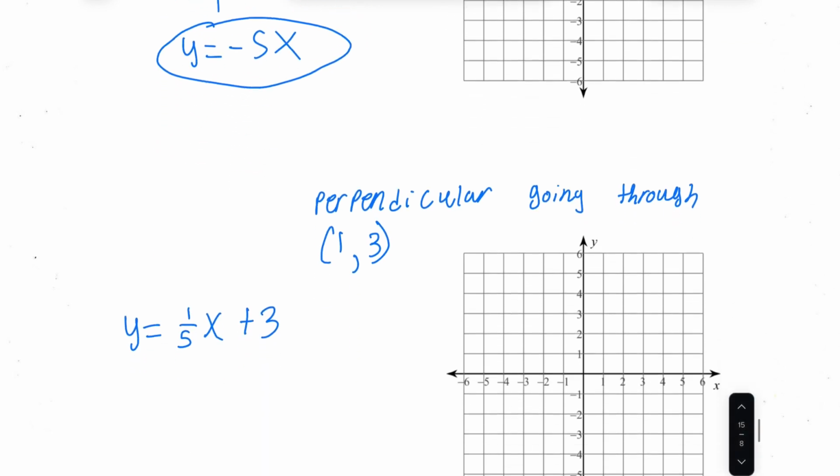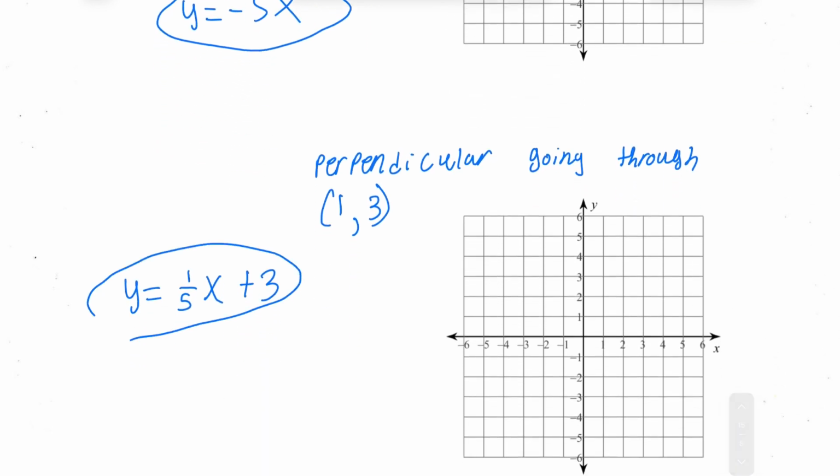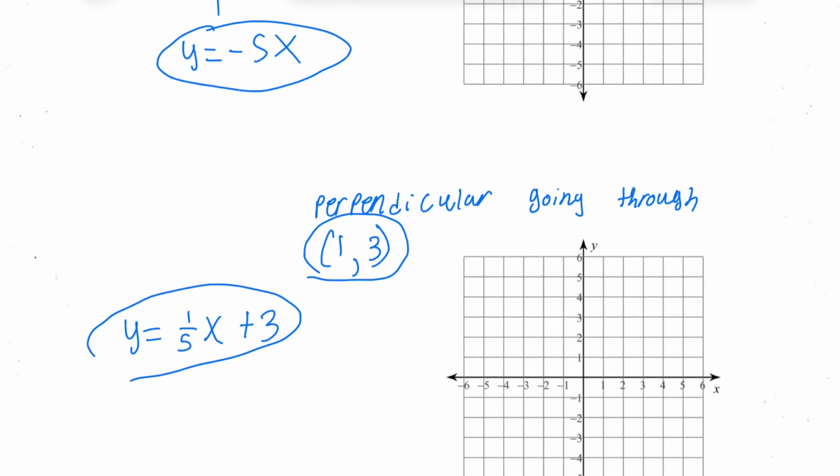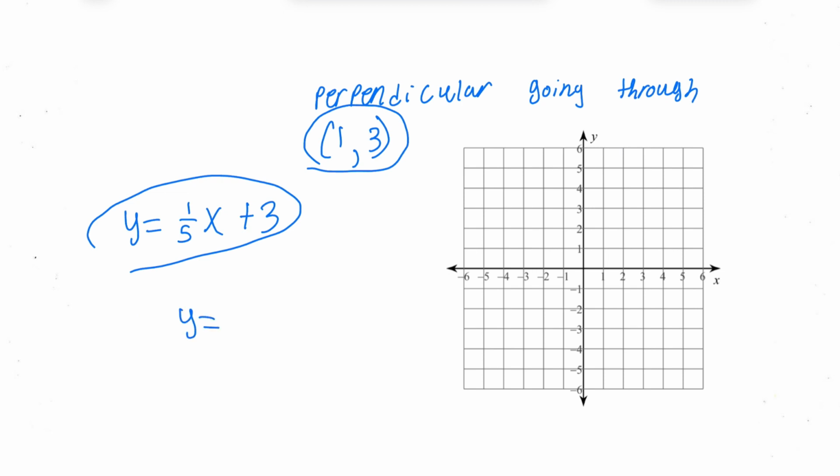So now for this question, the same equation as before, but now we want a perpendicular line that goes through the point (1, 3). So the way we're going to do that is, again, we found the slope already, but we haven't found the y-intercept necessary to make it go through this point. So all we're going to do is plug in 1 for x and 3 for y to find the intercept.